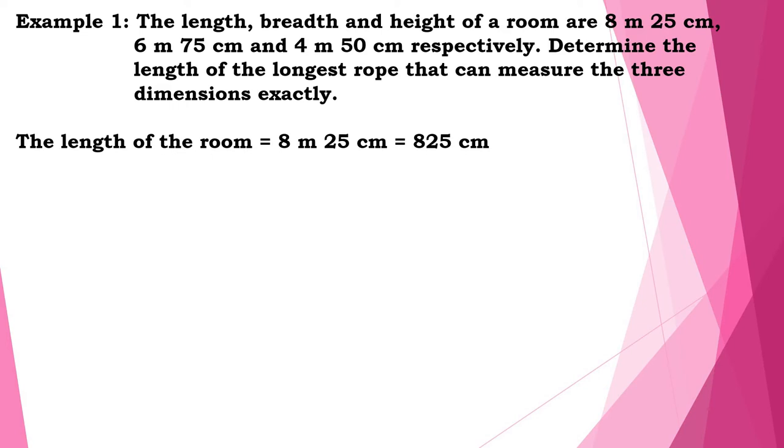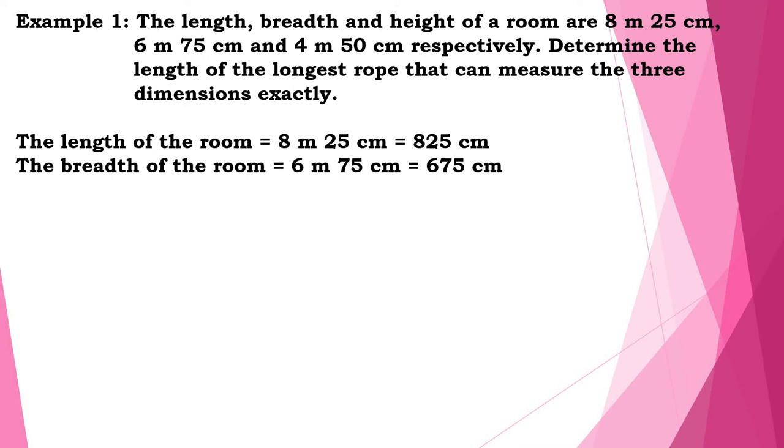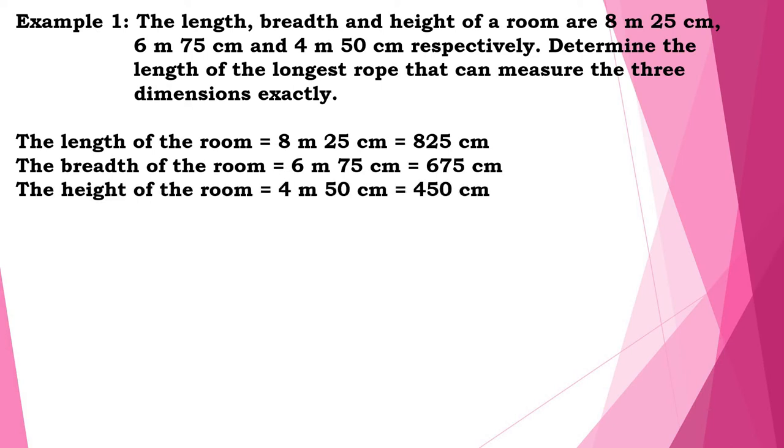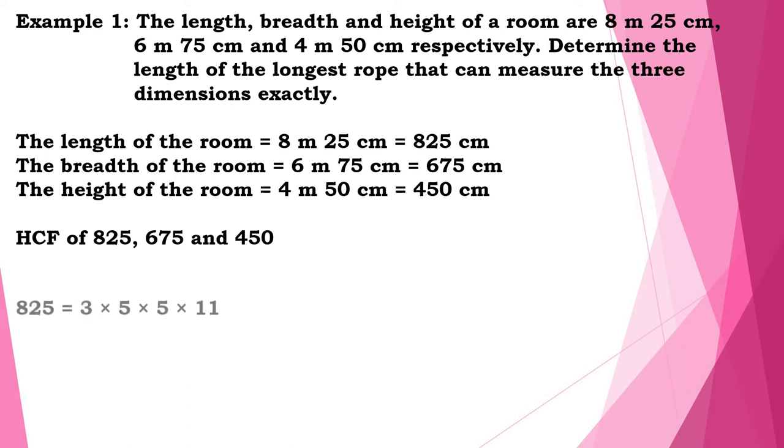Okay, so first we will convert all of them into centimeters. So the length of the room is equal to 825 centimeter. The breadth of the room is 675 centimeter, and the height of the room is 450 centimeter. So we will find the highest common factor of these three numbers. When we prime factorize these three, we get that 825 is equal to 3 into 5 into 5 into 11.